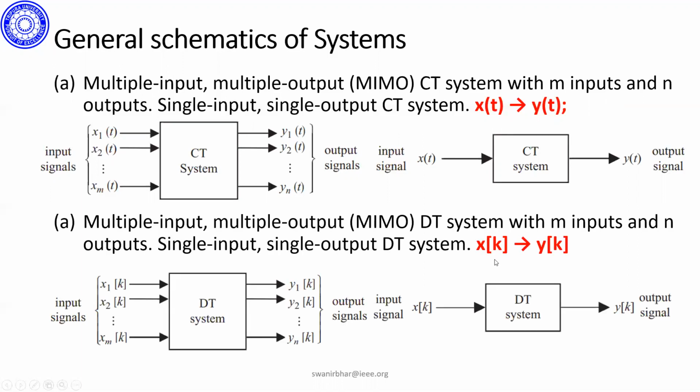In some books, it will be x(n) giving y(n). Whether n or k, they are the discrete times instead of the time t. The same thing: either it is multiple input, multiple output, or single input, single output. Now there are some multiple input, single output, and single input, multiple output systems also, which are not very much discussed here. But once you are discussing multiple input, multiple output, everything is put into that together.